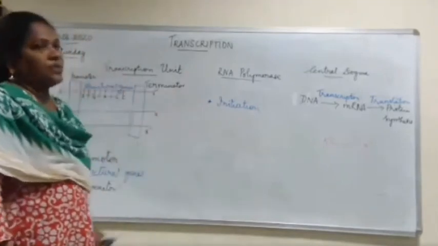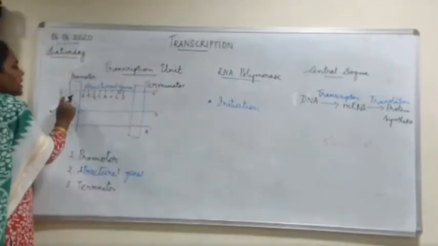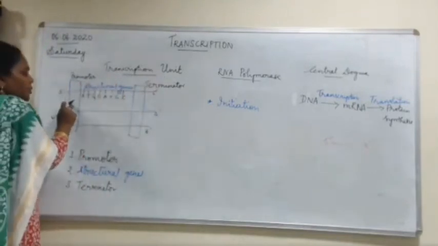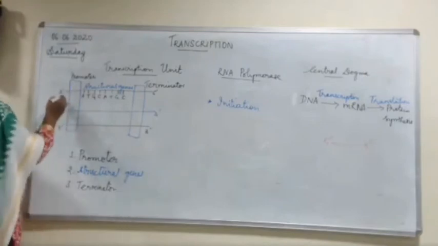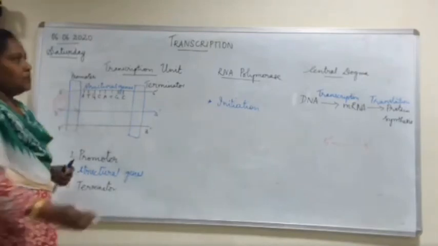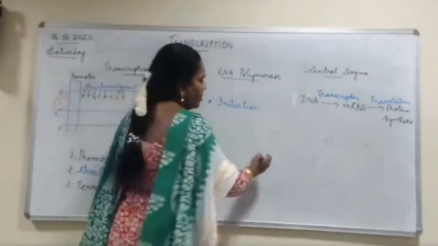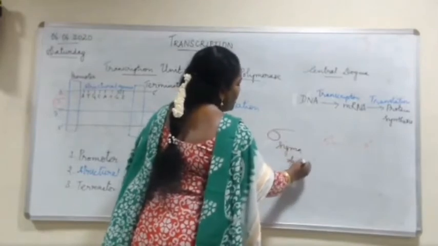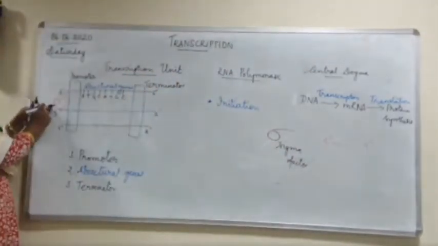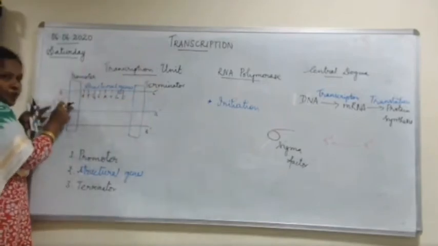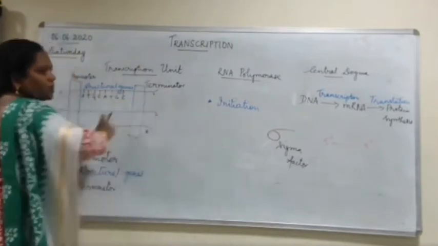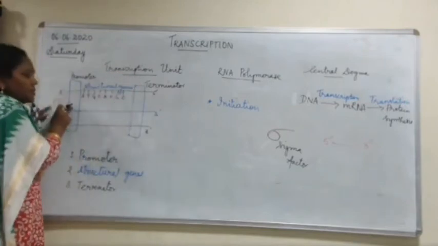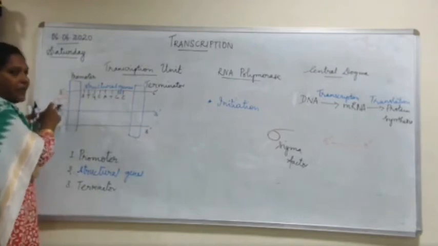So what is the function of this RNA polymerase? This enzyme, when it comes and binds with the promoter, here you have a factor which is called the sigma factor. You know this symbol, right? Sigma. What do you call this? Sigma factor. So this sigma factor helps in binding the RNA polymerase enzyme to the promoter, for initiating the process of transcription. Any doubt? When RNA polymerase comes and binds with the promoter with the help of the sigma factor, the initiation will start.